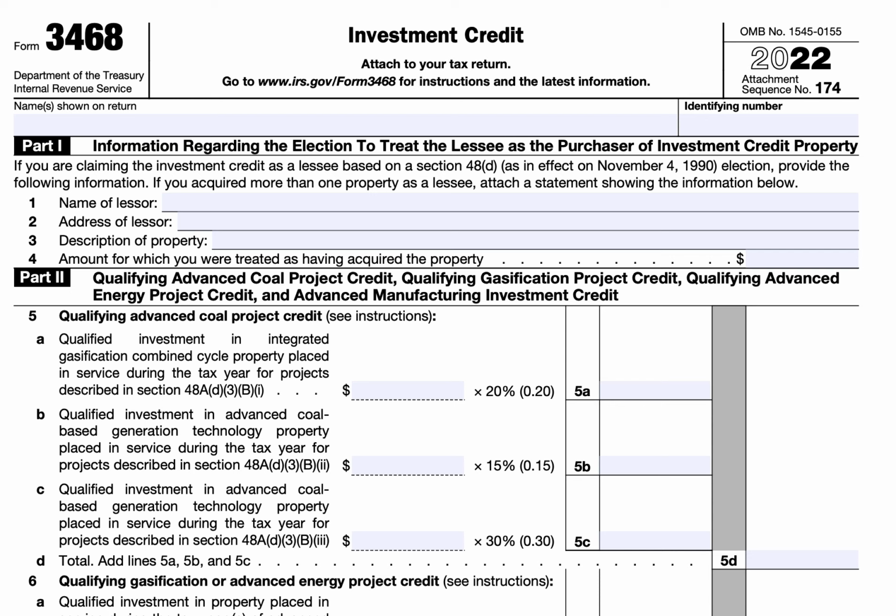IRS Form 3468, investment credit. Taxpayers will use this tax form to claim the investment credit, which consists of the following tax credits: rehabilitation tax credit, energy tax credit, qualifying advanced coal project, qualifying gasification project, qualifying advanced energy project, and advanced manufacturing investment. We'll go over each of those in a little more detail as we proceed through the form.